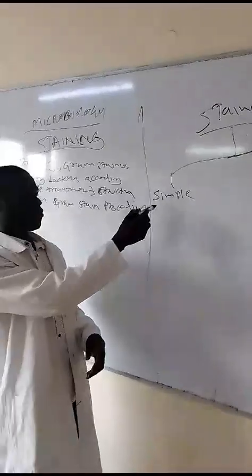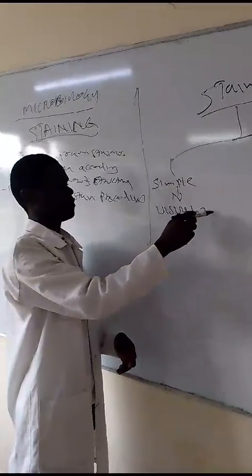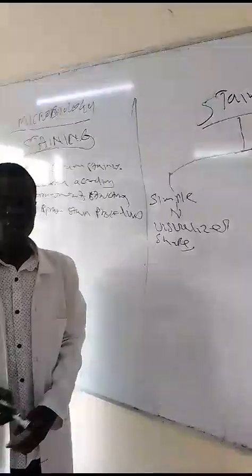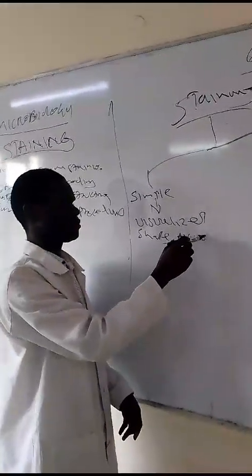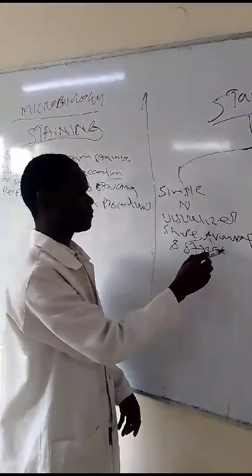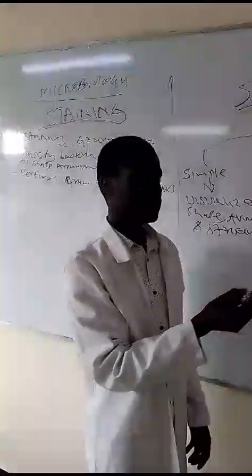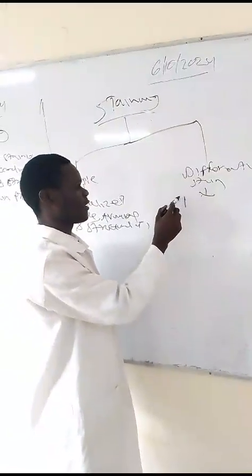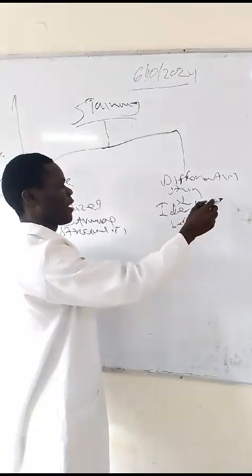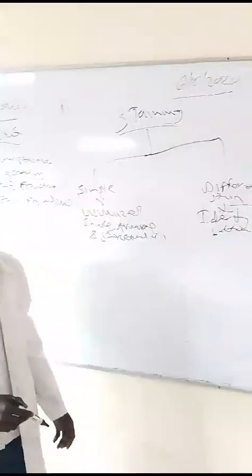Under simple, we normally use it to visualize the shape, arrangement, and structure of bacteria. On differential stain, we normally use it to identify the bacteria, and we again use it to identify the structure of that particular bacteria.